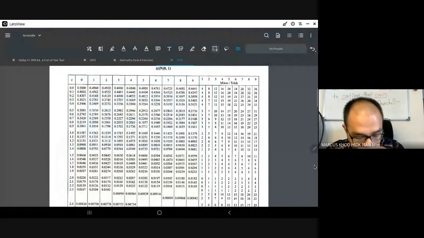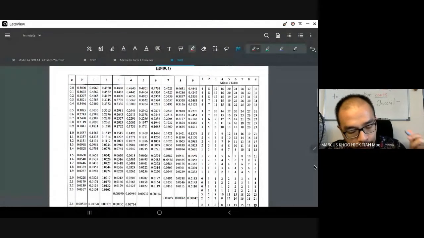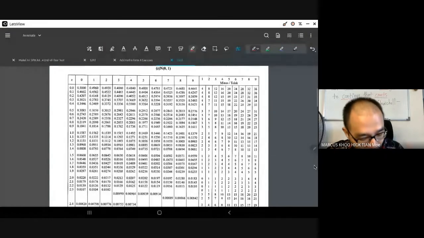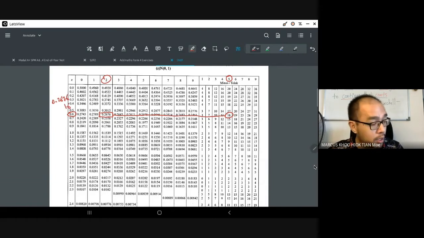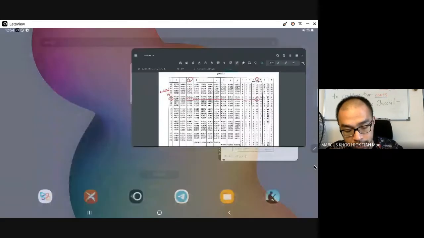Alright. So, berapa nilai Z kita? 0.625. Okay, so 0.62 is here, right? But we need another 5 over here. So, kita tolak dengan 16. So 0.2676 minus 16. Okay, you get about 0.266.